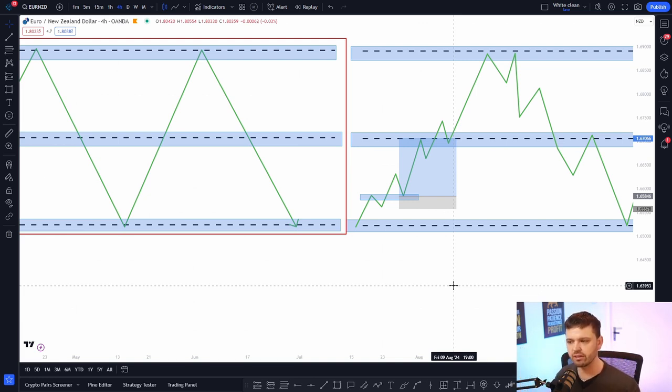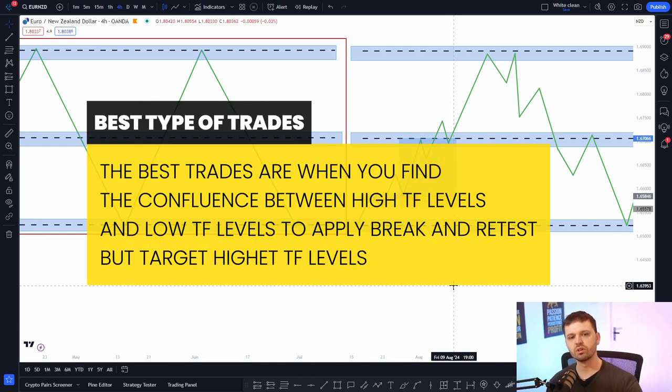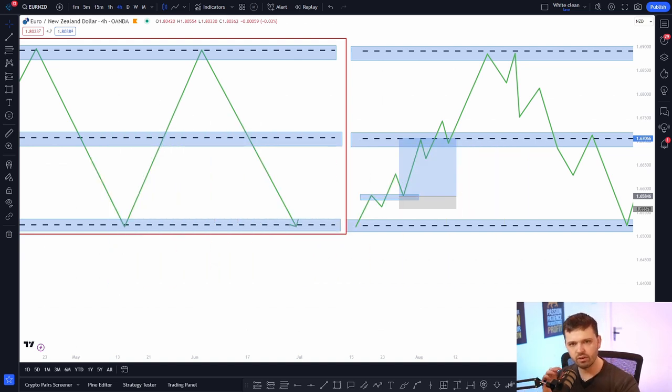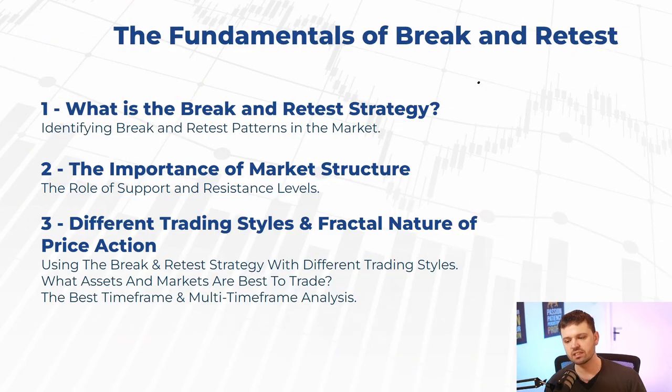And the idea of price action being fractal is the fact that you will find trends within ranges within trends, and this just goes on and on across all time frames. And the best types of trades, in my opinion, is when you find the confluence between high time frame levels and low time frame levels, where you can apply the break and retest on the lower time frames, but your targets are based on higher time frame levels. And that's how I apply the multi-time frame analysis with the fractal nature of price action with the break and retest concept.